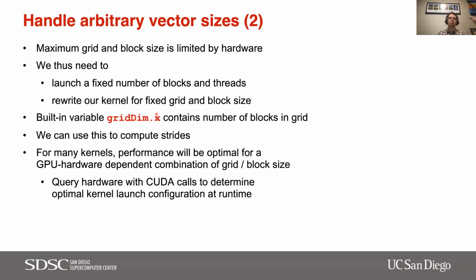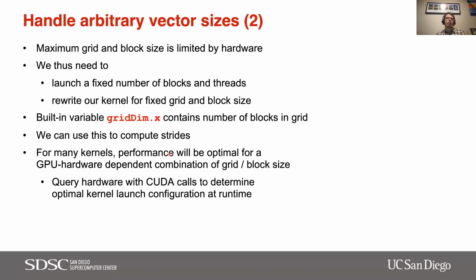We can do that by using another built-in variable that knows the number of blocks in the grid, so we can know how many threads in total we have running. With that, we can compute strides. Imagine you have n threads: they do the addition on n data elements, then skip ahead and operate on the next n data elements, and they keep doing this until they reach the end of the vector.